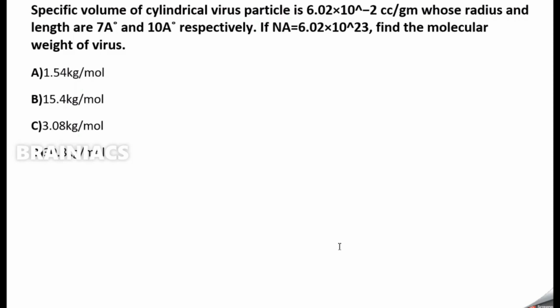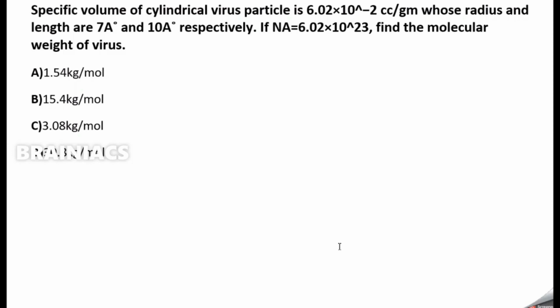So just read the question. The specific volume of a cylindrical virus particle is given as 6.02 into 10 power minus 2 cc per gram, whose radius and length are 7 angstrom and 10 angstrom respectively. If Avogadro number is equal to 6.02 into 10 power 23, find the molecular weight of the virus. So this is the question here.